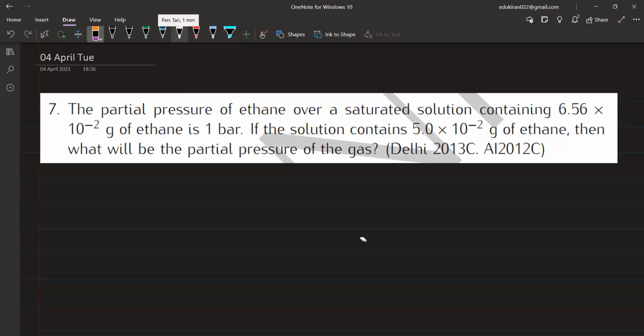The number of moles of solvent in the first case and second case will be the same in both. Now what I can write first of all, according to Henry's law, the partial pressure of a gas is equal to KH into KB. Let us suppose this is for the first equation, when we have 6.56 into 10 to the power minus 2. I can also write partial pressure will be equal to KH into KB. And in this case, I can say that this is for the second equation.